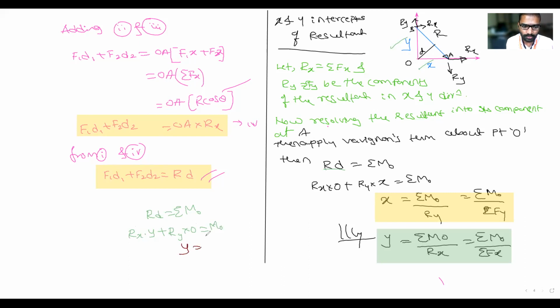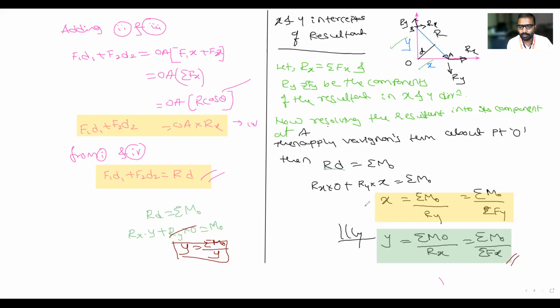So here y is equal to the summation of moment about O divided by Rx. The other term becomes 0. That is what I have written directly here: y is equal to the summation of all the moments about O divided by Rx, which is equal to the summation of all the moments about O divided by sigma Fx.